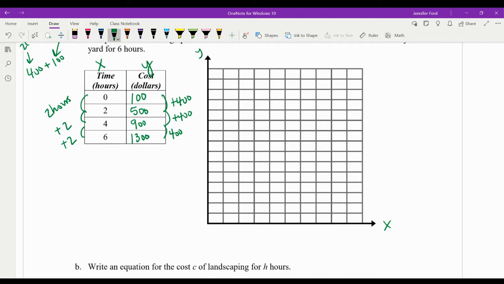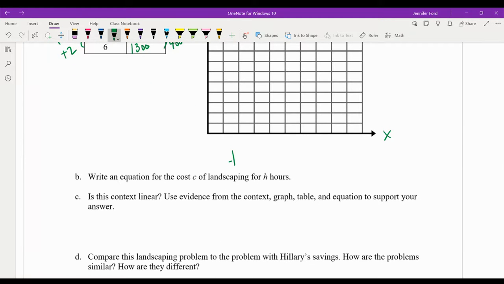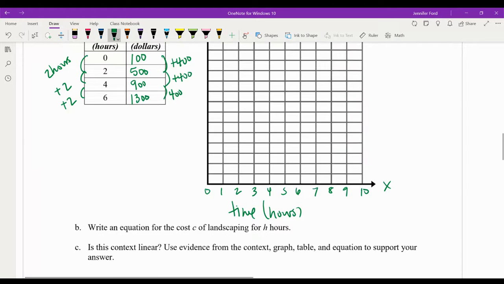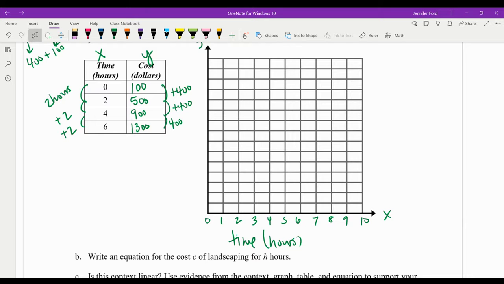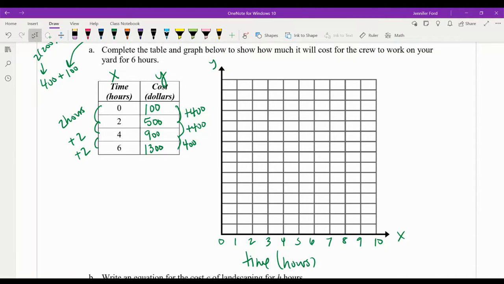Okay, so then this is time in hours. So 0, 1, 2, 3, 4, 5, 6, 7, 8, 9. This might be a 10 by 10. 1, 2, 3, 4. Oops, stop. 1, 2, 3, 4, 5, 6, 7, 8, 9, 10, 11, 12, 13, 14. Nope, it still goes up by 15. That's perfect. Okay, so we're going to do a scale of $100 for the Y.